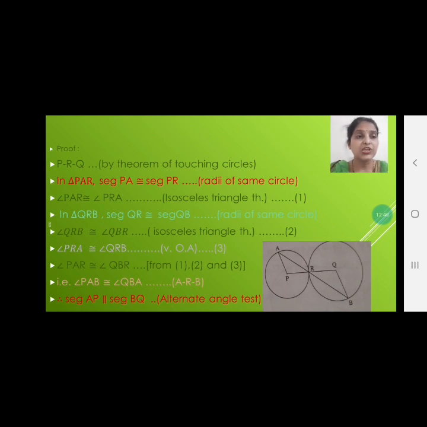Okay, which angle are they forming? They are forming vertically opposite angles. So the two angles will be congruent to each other. This will be my equation number 3.